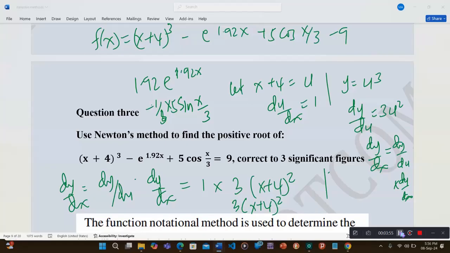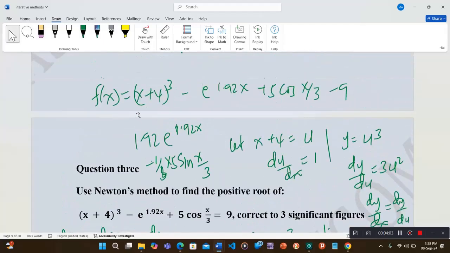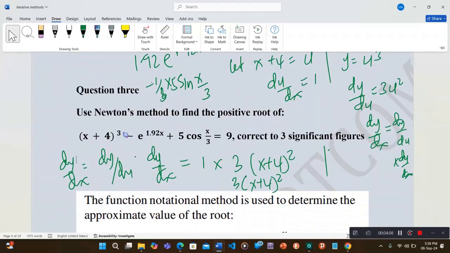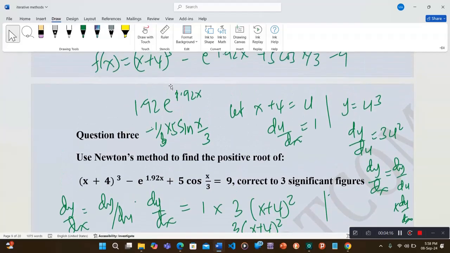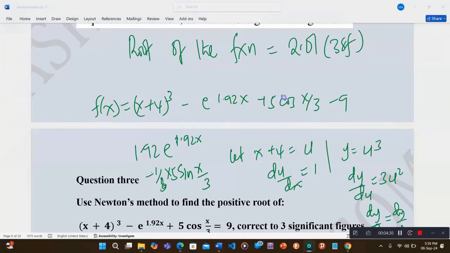Hello? Back now. So let me scroll up. I said this is the function: (x plus 4) cubed minus exponential 1.92x plus 5 cos of x over 3 is equal to 9. The beginning is that you let the function be (x plus 4) power 3 minus exponential 1.92x plus 5 cos of x over 3 minus 9.